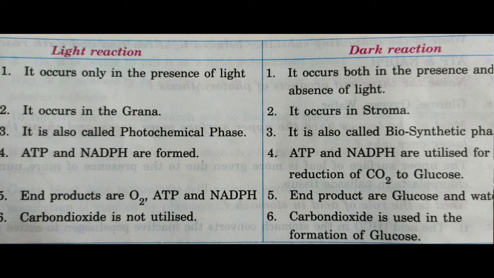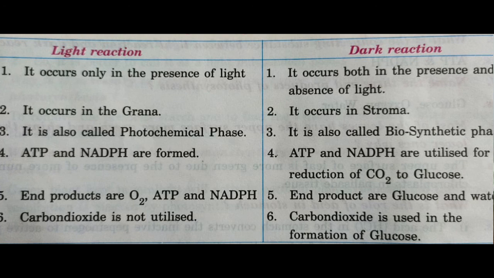In light reaction, ATP and NADPH are formed. In dark reaction, ATP and NADPH are utilized for reduction of CO2 to glucose. End products are O2, ATP and NADPH. End products are glucose and water. Carbon dioxide is not utilized in light reaction. Carbon dioxide is used in the formation of glucose.